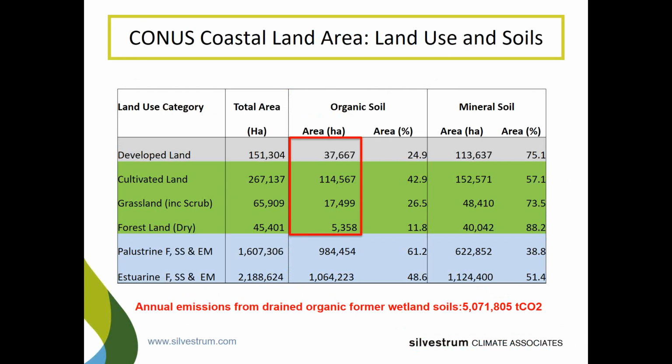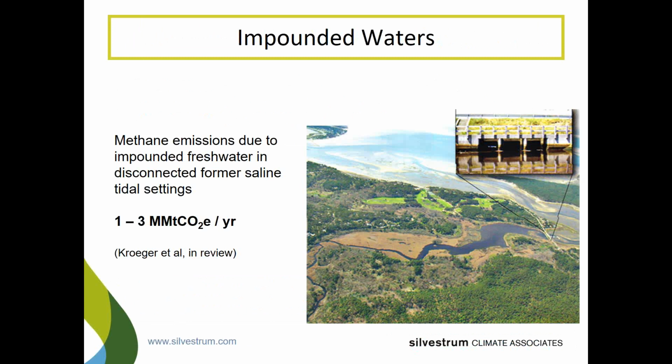In terms of methane emissions through impounded waters, here's an example. This happens to be Herring River in Cape Cod, with a barrier that blocks off former tidal flows. It's estimated in a paper that's currently in review that between 1 and 3 million tons of CO2 equivalents each year of methane emissions are emitted back to the atmosphere by a lot of these small-scale tidal impoundments around the US. This is not currently included in the inventory until we have more refined analysis.